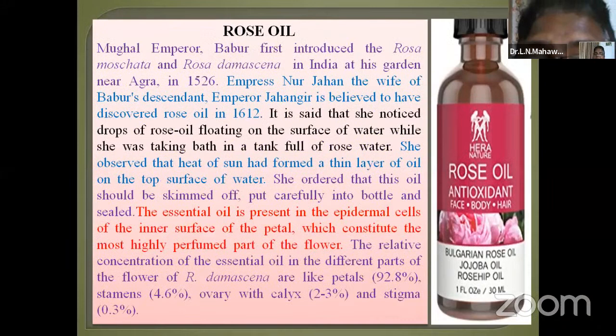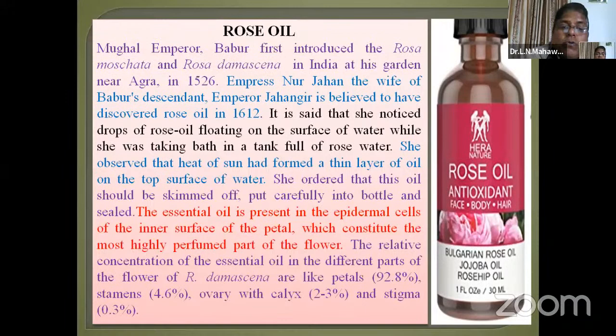As far as rose oil is concerned, Mughal Emperor Babur first introduced Rosa moschata and Rosa damascena in India at his garden near Agra in 1526. And Empress Noor Jahan, the wife of Babur's descendant Emperor Jahangir, is believed to have discovered rose oil in 1612. It is said that she noticed a drop of rose oil floating on the surface of the water while she was taking a bath in a tank full of rose water.